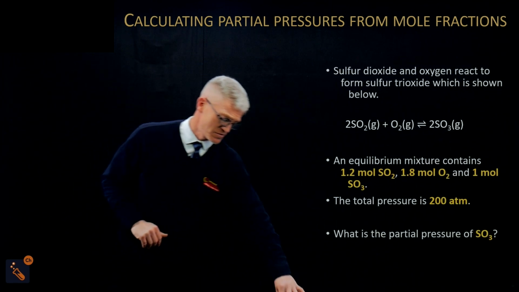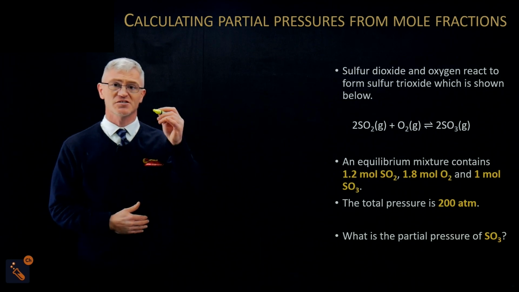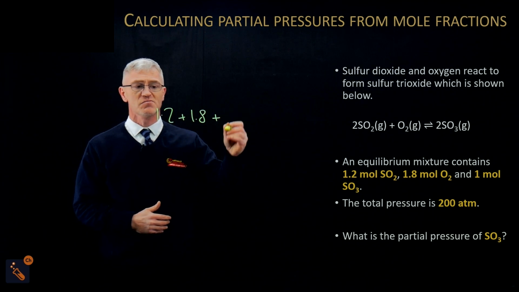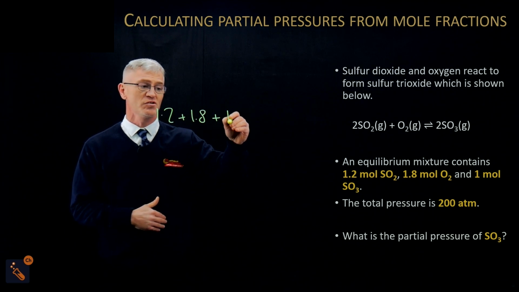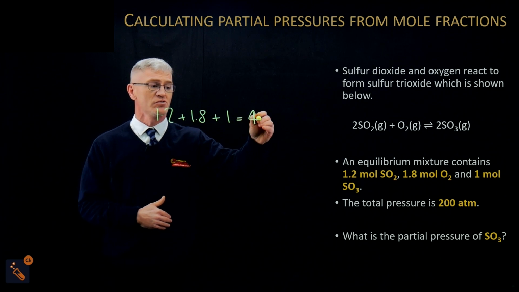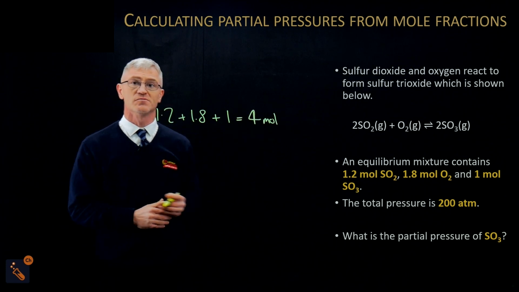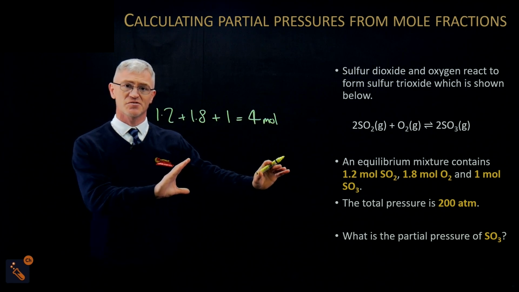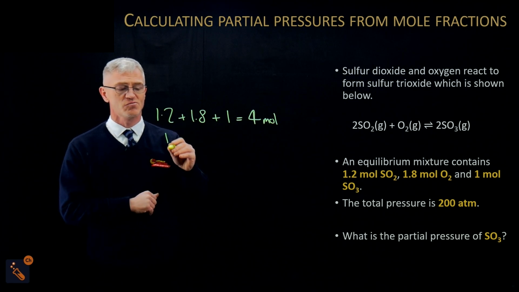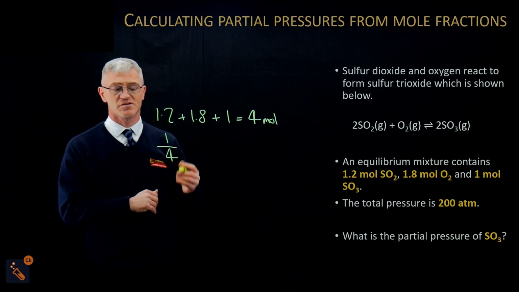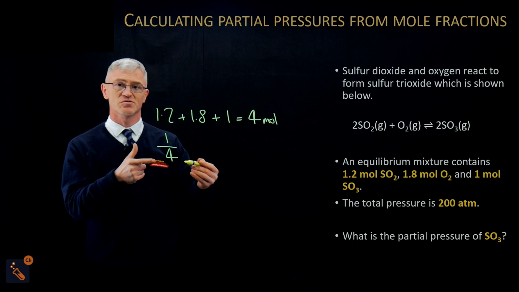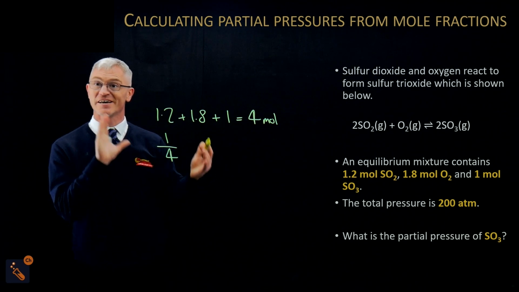Okay, so a quick mole fraction calculation, 1.2 plus 1.8 plus finishing off our 1 mole is equal to 4 moles in total. So we've got 4 moles in total. That means our SO3 is going to be 1 divided by 4, which is the number of moles of SO3 over the total moles, which is 4, which I'm going to leave like that because it's a nice handy quarter.